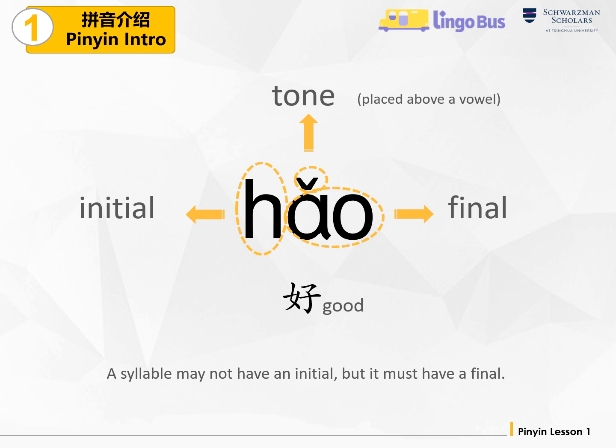As we can see in this picture, the H, which is pronounced as H, is an initial. The AO, which is pronounced as Ao, is a final. This little mark above the A is the tone. The whole syllable is read as Hao, which means good. A syllable may not have an initial, but must have a final. Altogether, Mandarin has 21 initials, 38 finals, and 4 tones plus 1 neutral tone.